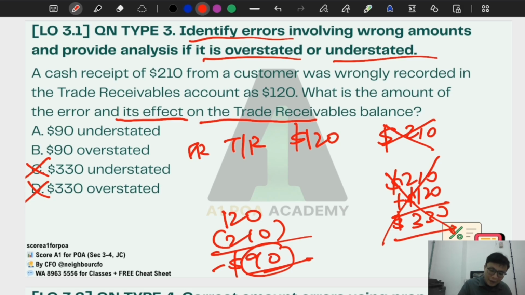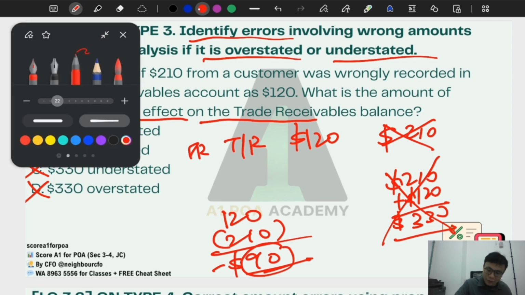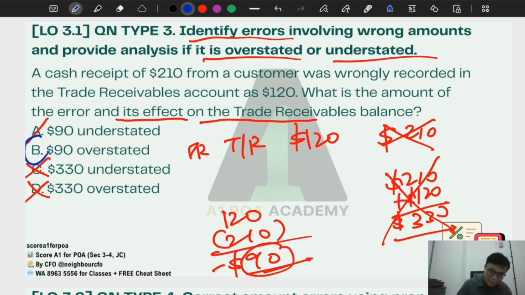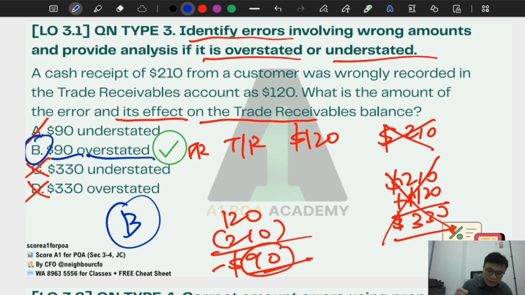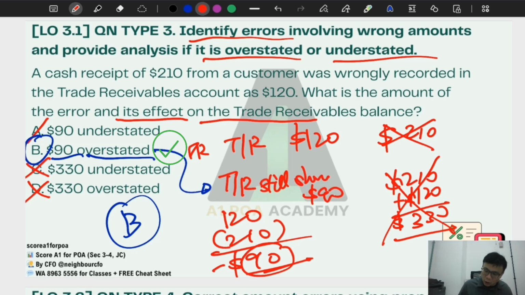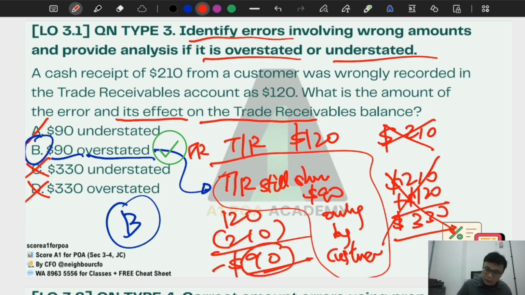And therefore, A, $90 understated, will be the wrong choice. The correct answer will be B, whereby $90 is overstated, meaning that in your books of account, accounts receivable still show $90 owing by the customer, which essentially is not the case, right? So the answer will be B.